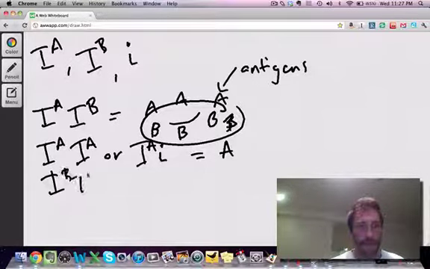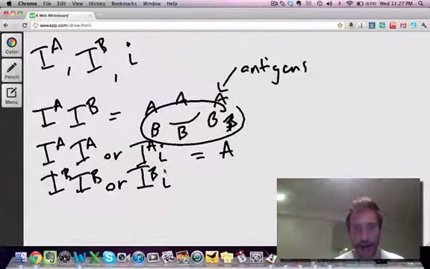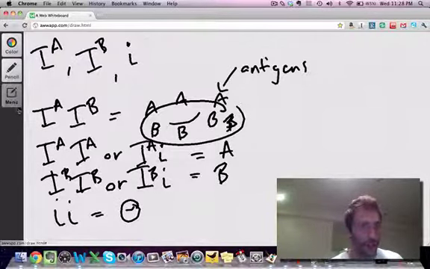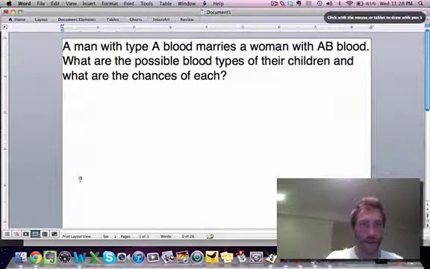If you're IBIB or IBi, your blood type is B. And lastly, if you are ii, that's the homozygous recessive type, you are type O. Conveniently enough, type O looks like a little naked blood cell with nothing on the surface, which is what it is. Okay, so let's do a problem here working with these genotypes. Here we go.